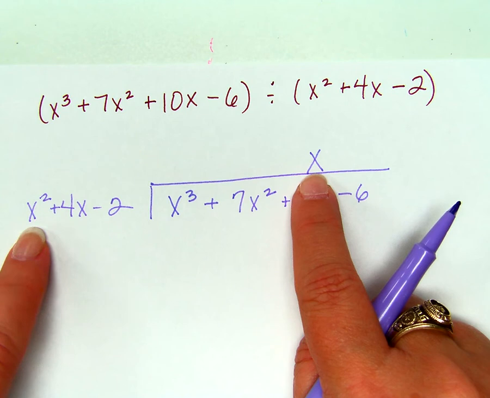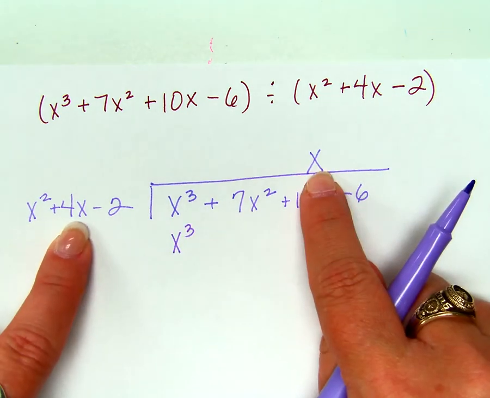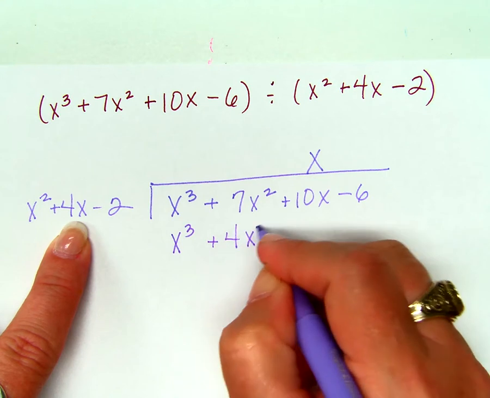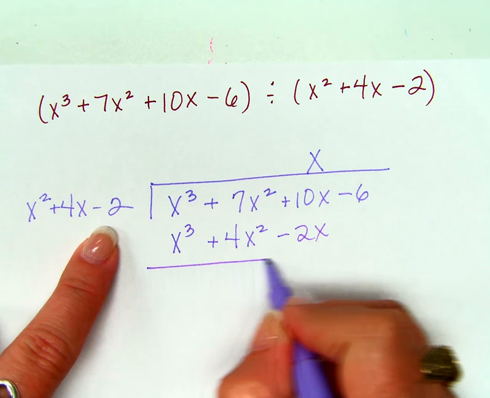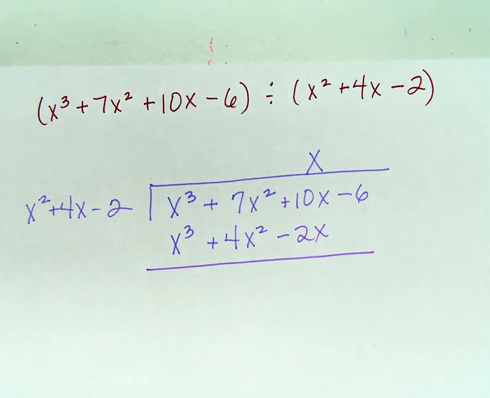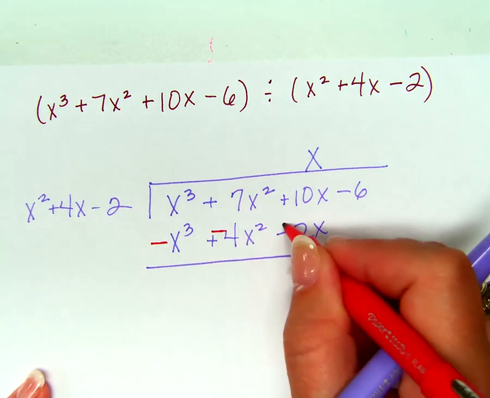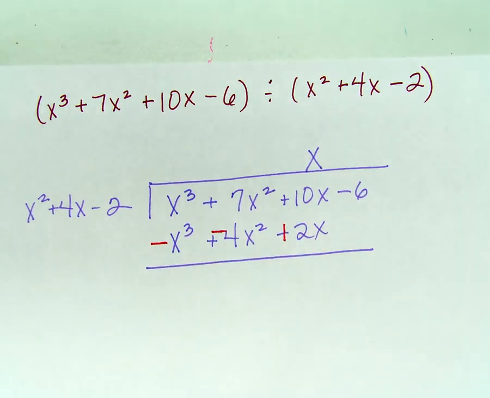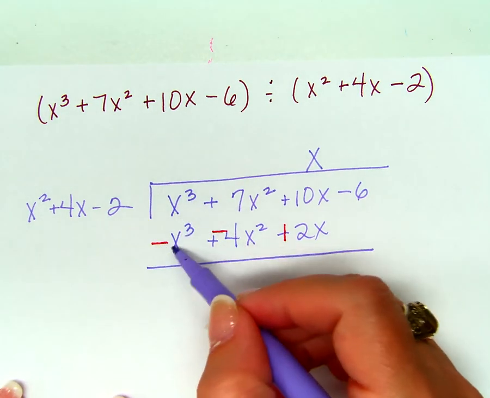Excellent. X times x squared. X cubed. X times 4x, 4x squared. X times negative 2, negative 2x. Now, please may I encourage you that if you are a visual learner, literally take a different color and change your signs. It really helps. Okay? It really helps to see that you have changed the sign. X cubed and negative x cubed.